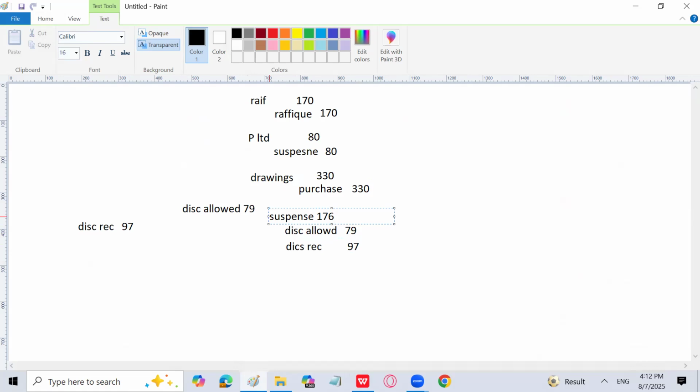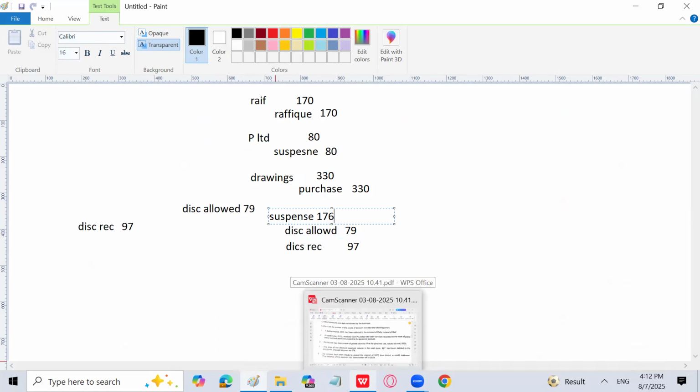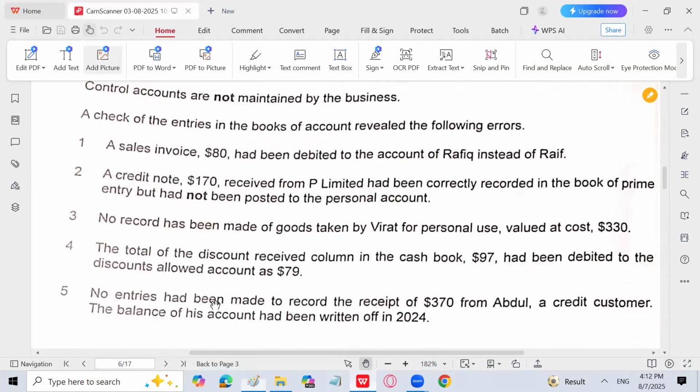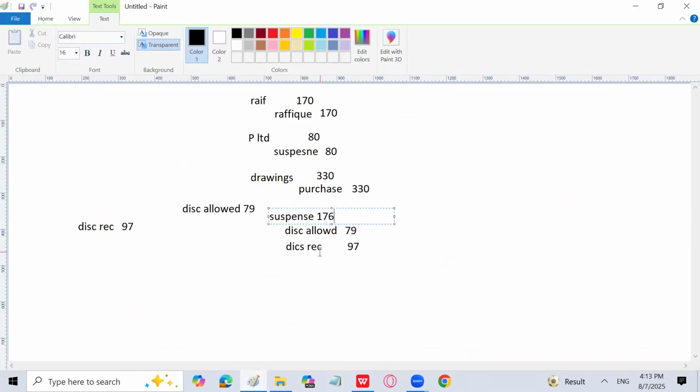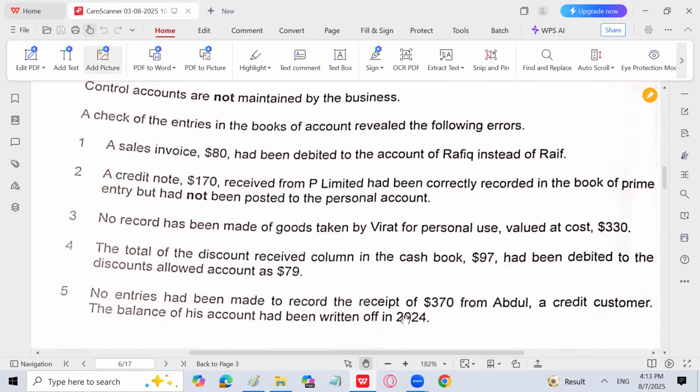No. Wrong, beta. This is wrong. This is not going to be the transposition error. It is a transposition error, but remember that the transposition error is only a change in the digits, rotating with each other. But here the account is also wrong. See, discount received should be credited by 97, but we have debited 79 to discount allowed. So discount allowed is wrongly debited, it is credited. Discount received is going to be recorded on the same side, and suspense is going to be debited with the double amount or total.